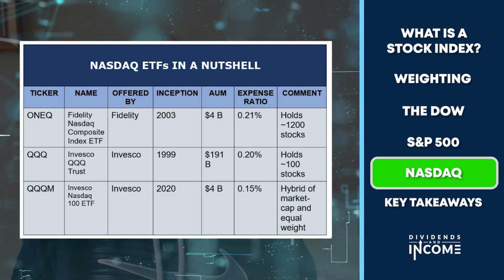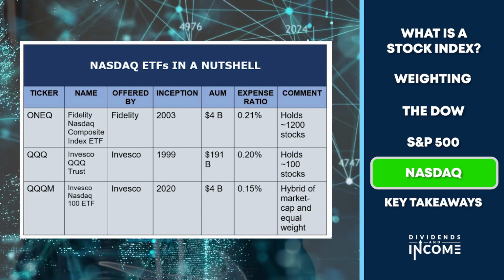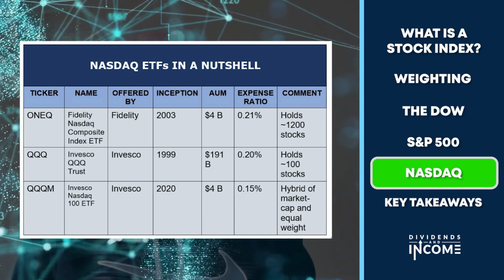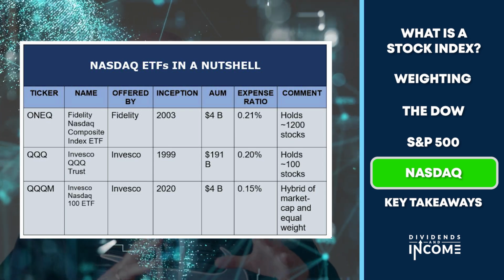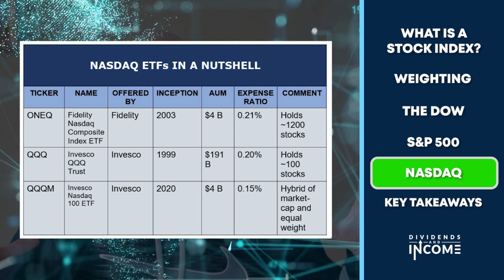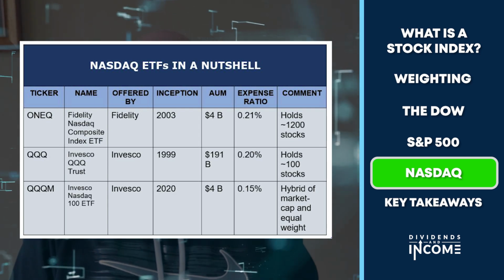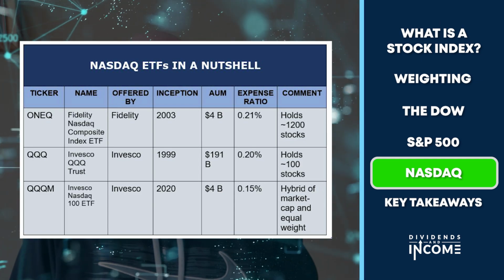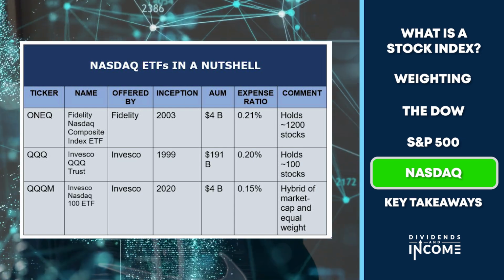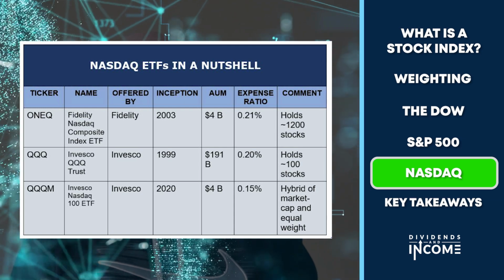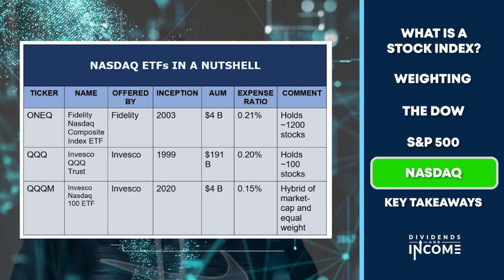The middle one is an ETF that you've probably heard of, QQQ, or the Qs as it's sometimes called. That comes from the company called Invesco. It was introduced in 1999, so the mini version of the NASDAQ was introduced before the large version of the NASDAQ composite. And look at the amount of money it's attracted, $191 billion. QQQ is a very common investment across investors. It has a similar expense ratio at 0.20, and it holds about 100 stocks because it's tracking the NASDAQ 100 index.